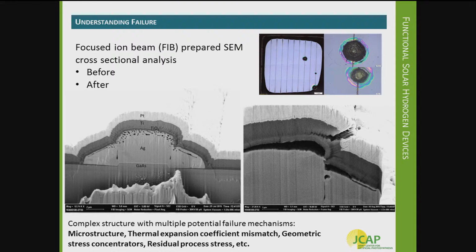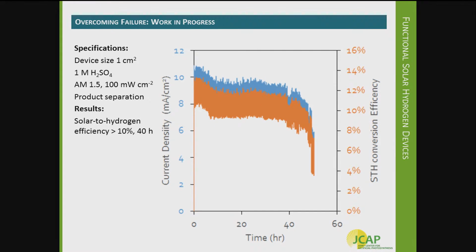However, by recognizing these modes of failure, this imaging is just one portion of that. We also do a wide range of spectroscopies to see what's chemically occurring. But by identifying failure, we can then begin to overcome it. And so here's an example. I can't describe exactly what the approach modification is, but we are able to modify our strategy for corrosion protection through our understanding, and in this case we have achieved an efficiency above 10% for approximately 40 hours at this 1 square centimeter scale, and importantly, while incorporating product separation into this material. So this is producing pure hydrogen and pure oxygen product streams.